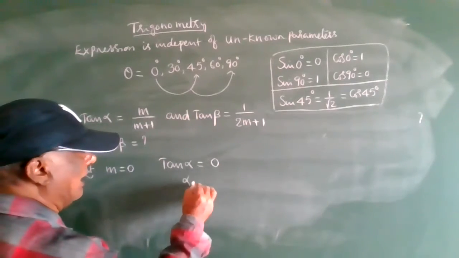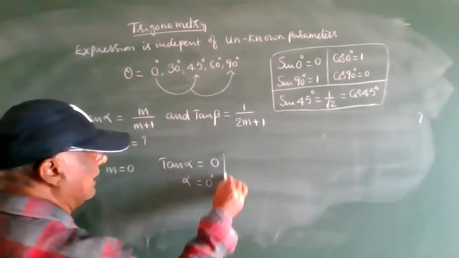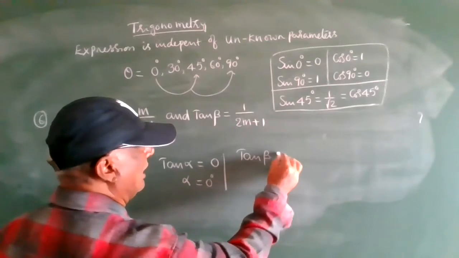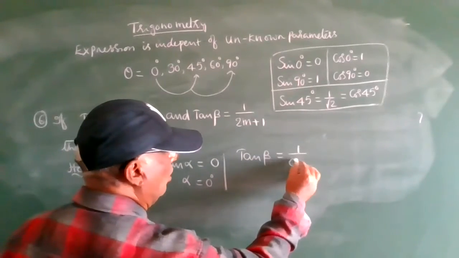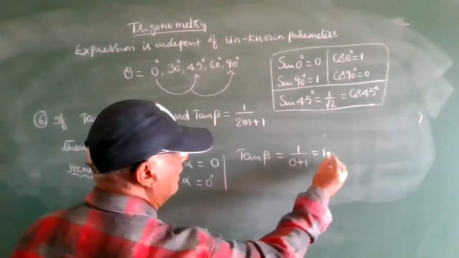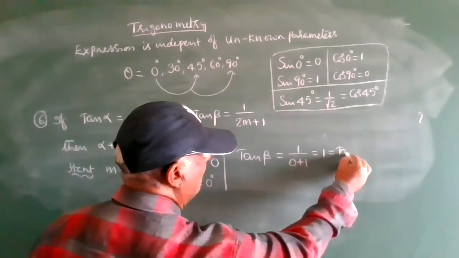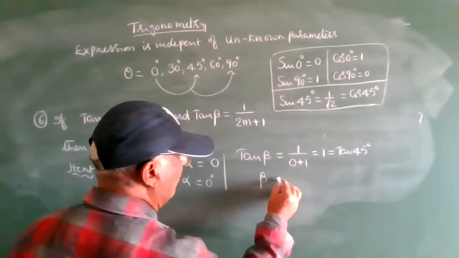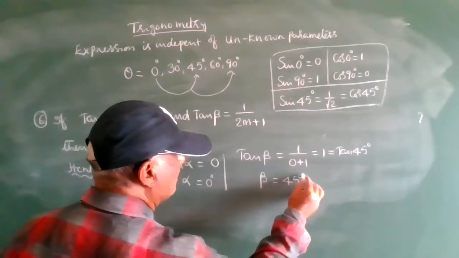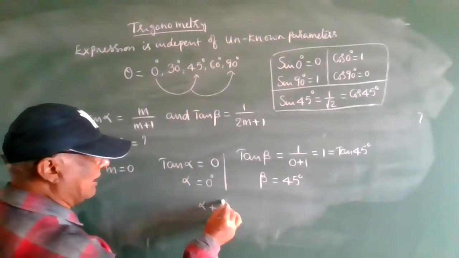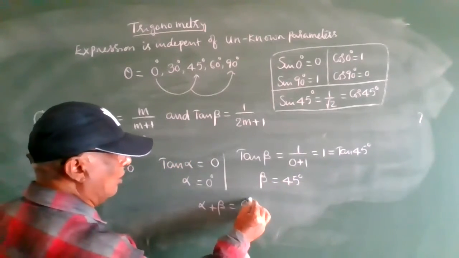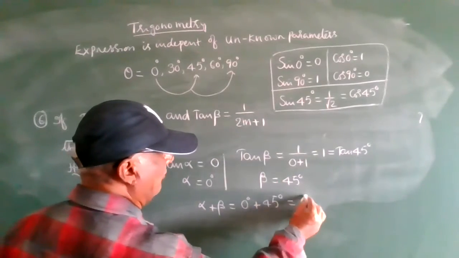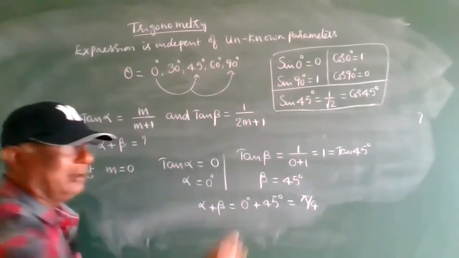So immediately alpha is equal to 0 degrees. Tan beta is equal to 1 by 0 plus 1, that is 1. So 1 means tan 45 degrees. Therefore, beta is equal to 45 degrees. So alpha plus beta is equal to 0 plus 45. Therefore, angle is 45 degrees, only simple.